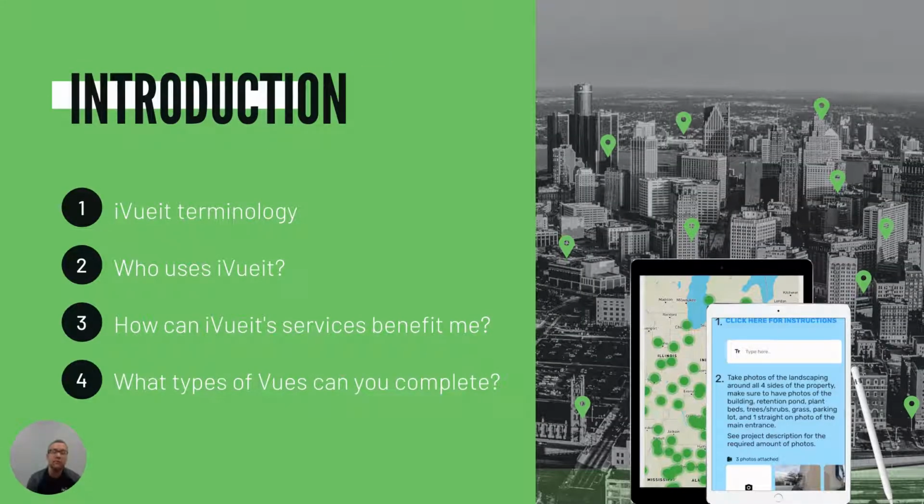So what does iVueit do? We perform fast, low-cost, high-quality, on-demand site audits that include site survey questions and photo documentations. Again, what we call a view. And we complete these views all across the country by crowdsourcing people who already live in these areas. So we've literally built an army of mobile app users who are prepared to complete views at nearby locations at a moment's notice. So once they have our app downloaded, they are alerted immediately when a view becomes available near them.